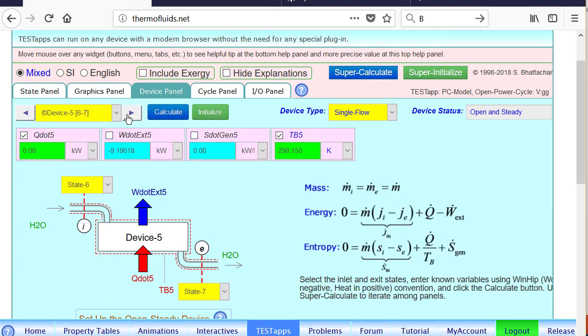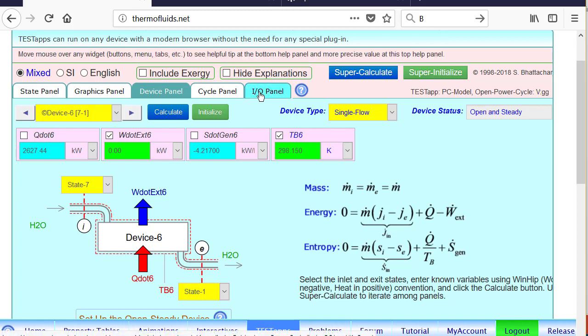No, sorry, there are 2 more devices. Device 5 goes from 6 to 7, and that is our second pump. The pump work is found, negative. And this is the boiler, 7 to 1. Therefore, the heat transfer in the boiler is calculated. So recall that all these calculations are based on a mass flow rate of 1 kg per second. M dot 1 was assumed to be 1 kg per second.